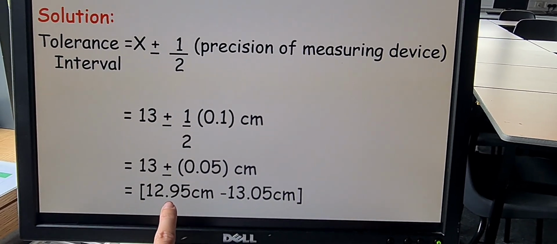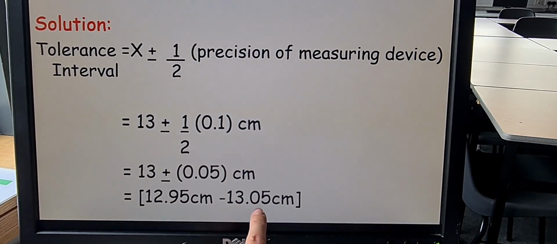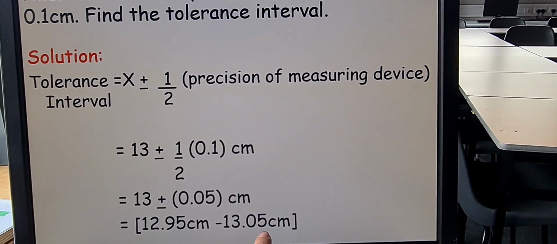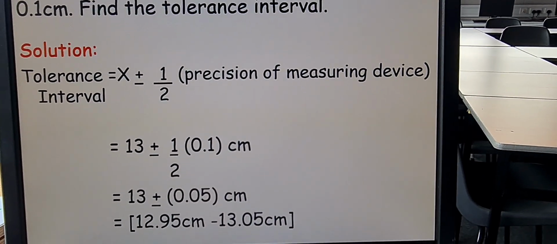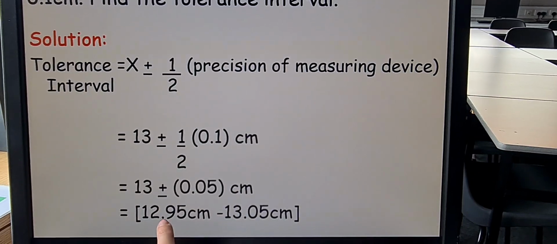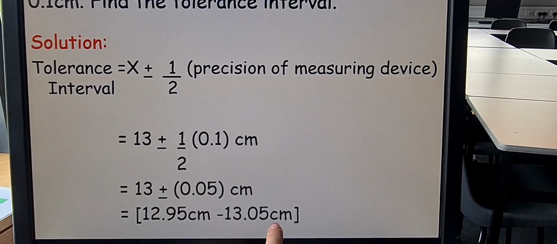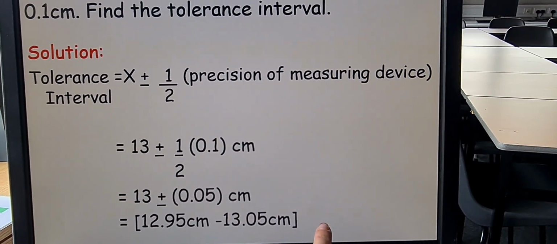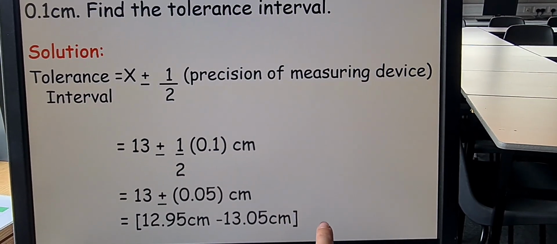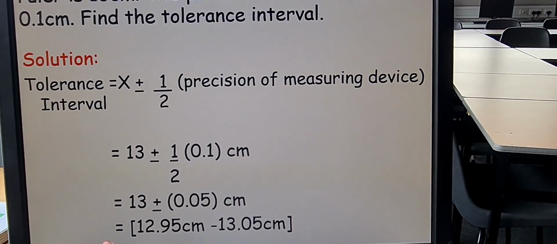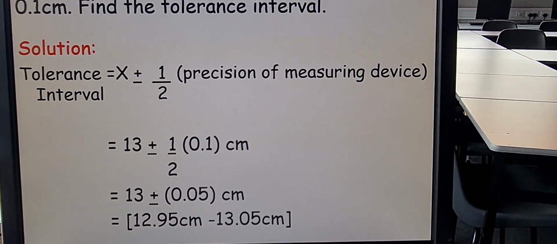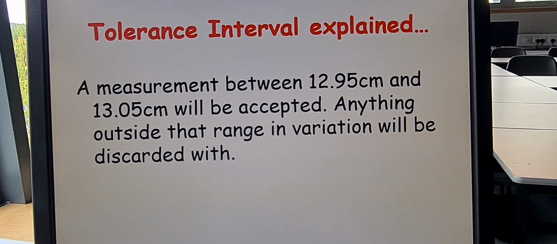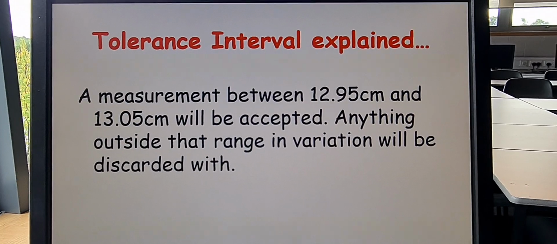So the lower interval will be 12.95. The upper interval will be 13.05 centimeters. So basically, if we were producing pencils, and if you get a pencil and the length is anywhere between 12.95 up to 13.05 centimeters, it's accepted. But if the length of that pencil falls outside of the interval, if it's longer than 13.05 or if it's shorter than 12.95, you would have to discard it and it would go into the bin. That's just the same explanation I just gave there if you want to jot it down.